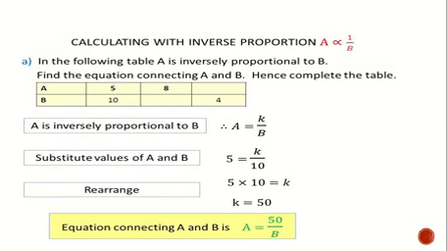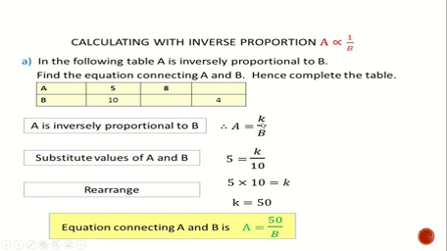In this question, by using this table, we have to find the equation connecting A and B and also complete the table. The first step is we have to form the equation. As it is given to us that A is inversely proportional to B, this equation would become A is equal to K by B.